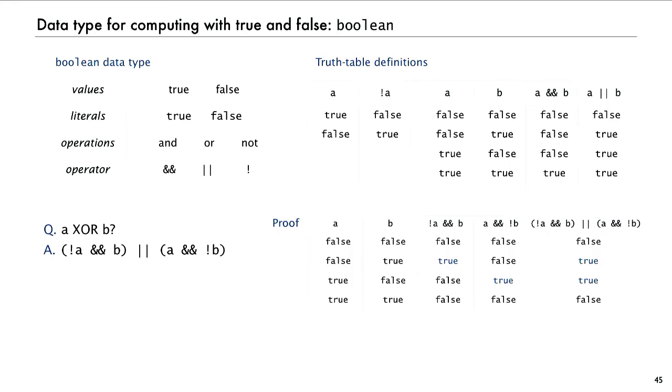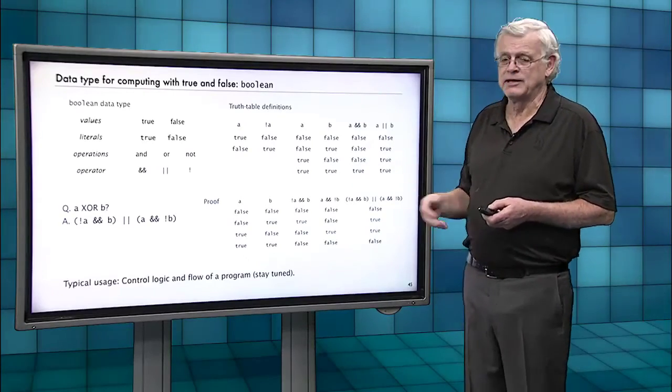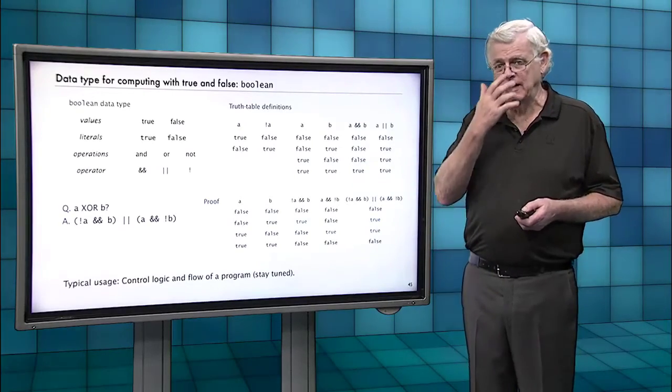Right now we just want to use really simple examples with and, not and so forth. And we're going to use these to control the logic of a program or the flow from one statement to another. Boolean operations play an important role in that, and we'll see that very soon.